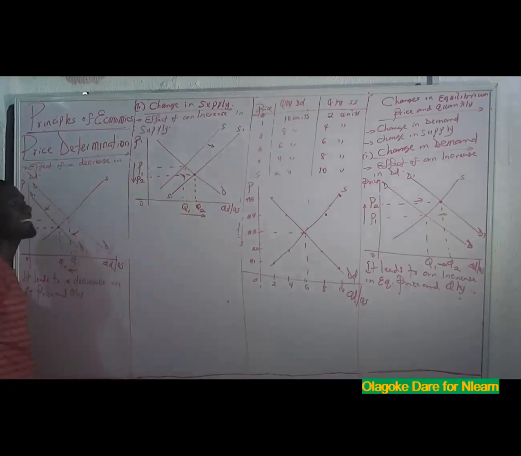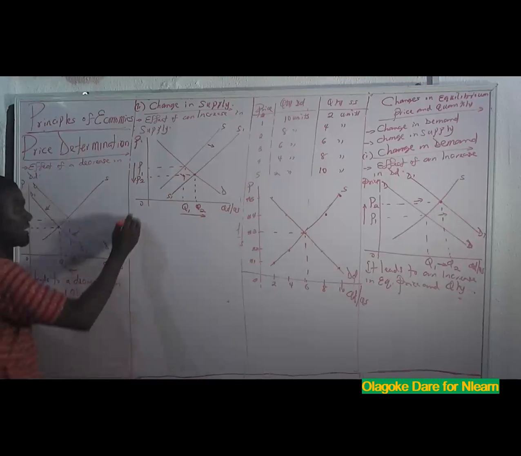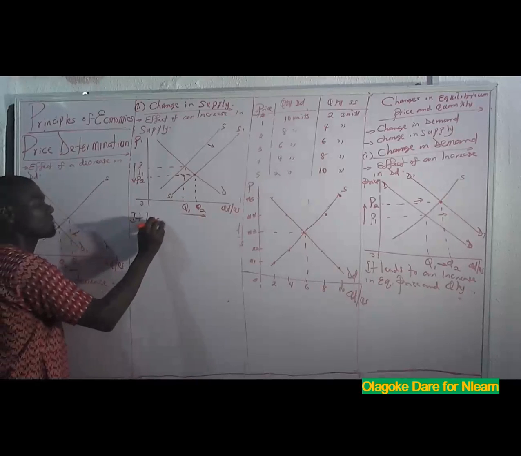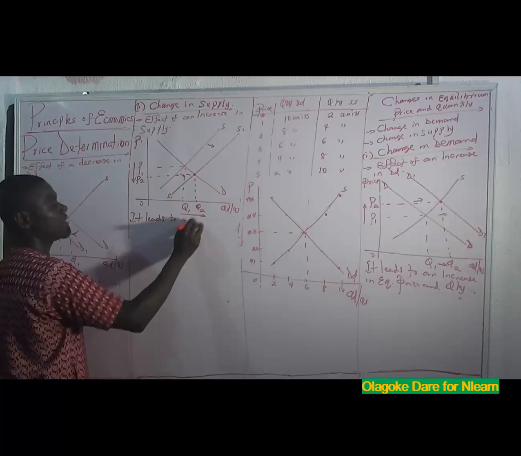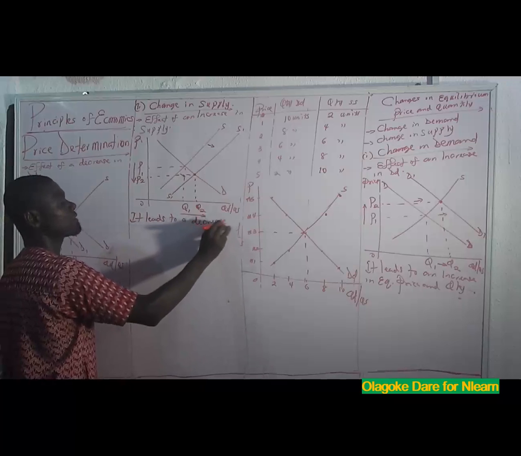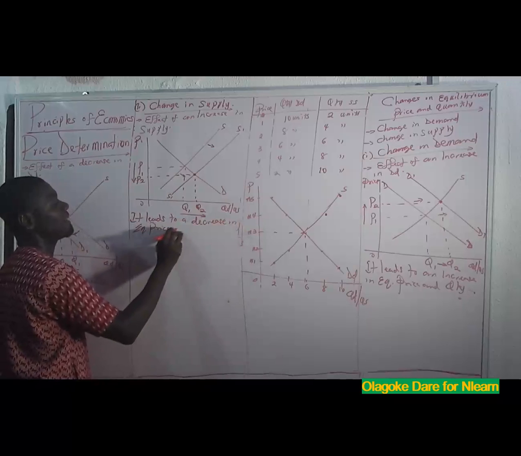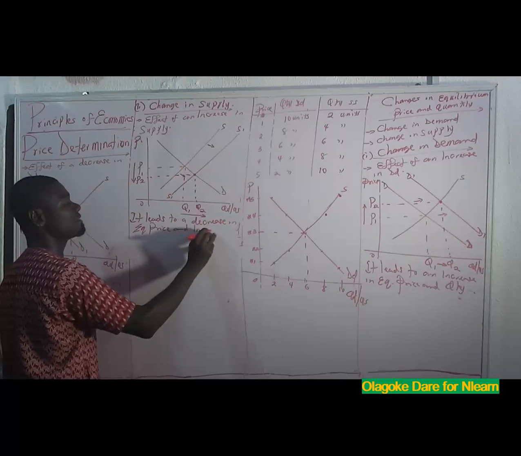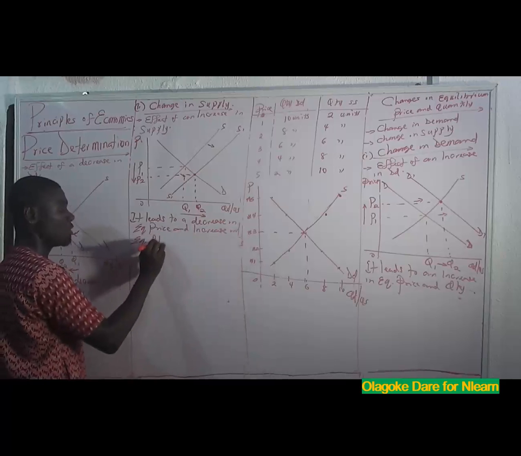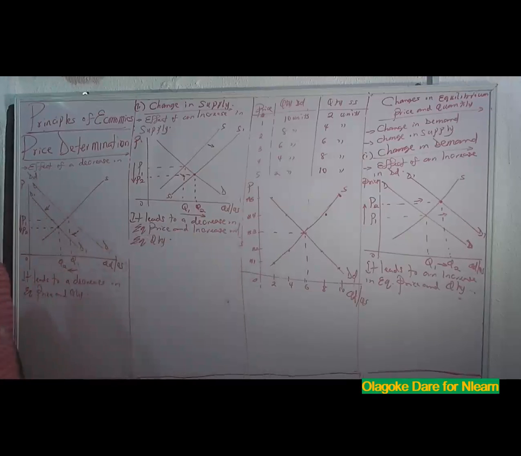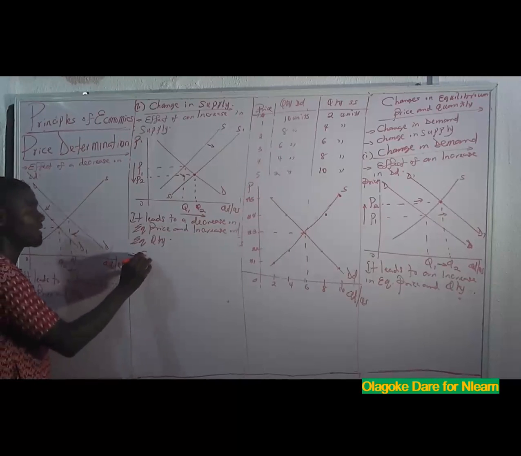So when there's an increase in supply without a corresponding change in demand, it leads to a decrease in equilibrium price and an increase in equilibrium quantity. All right, now let's look at the other scenario.